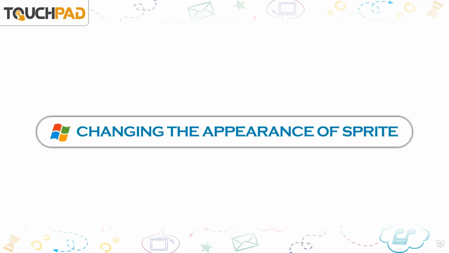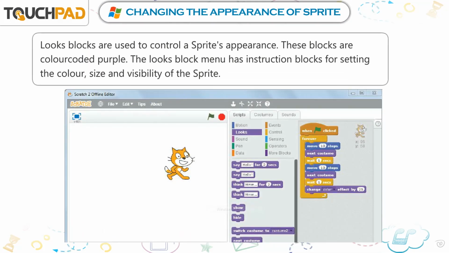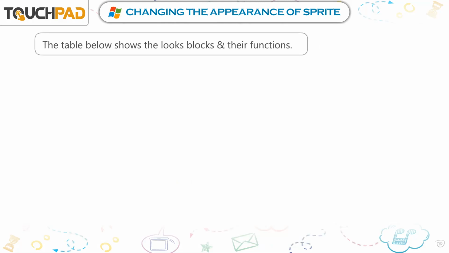Changing the appearance of sprite. Looks blocks are used to control a sprite's appearance. These blocks are color-coded purple. The Looks block menu has instruction blocks for setting the color, size, and visibility of the sprite. The table below shows the Looks blocks and their functions.